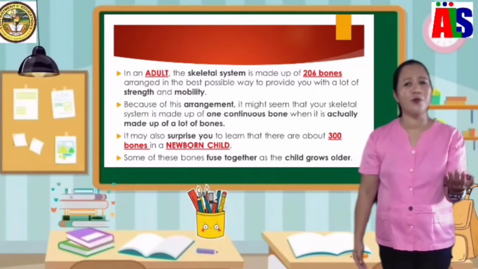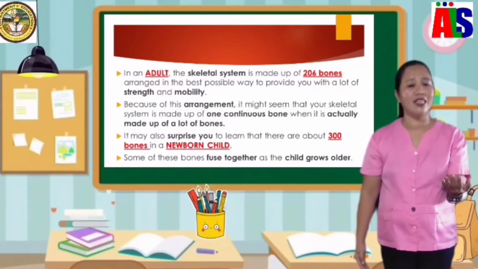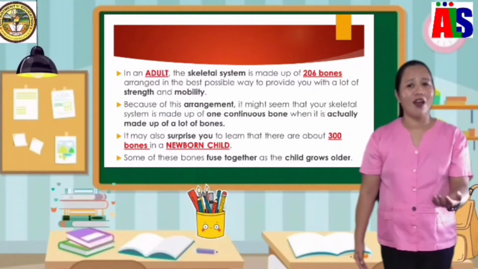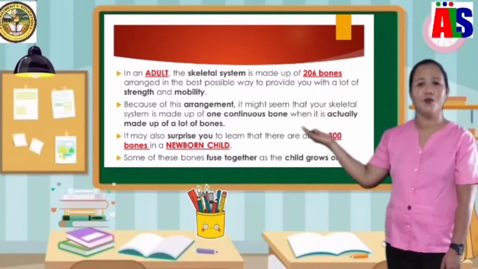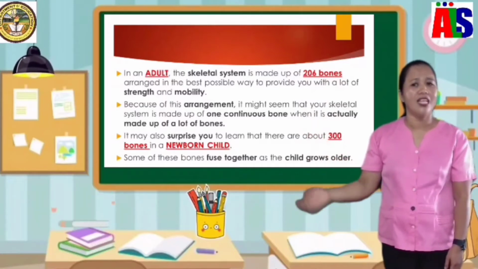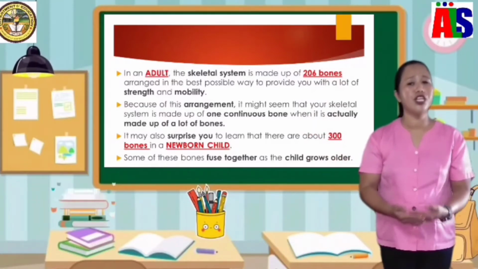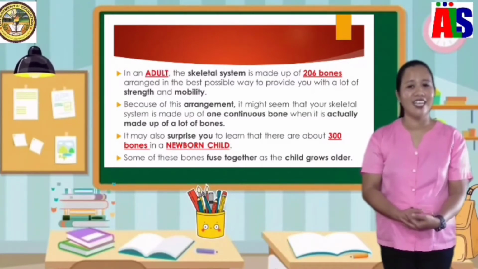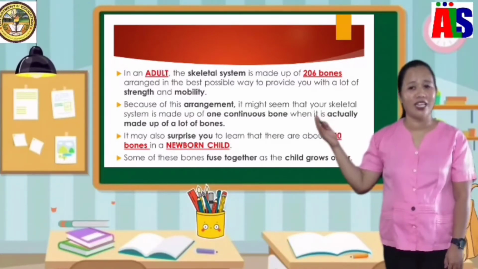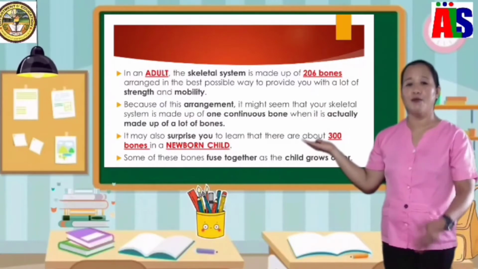It may also surprise you to learn that there are about 300 bones in a newborn child. Some of these bones fuse together as a child grows older. Hence, adults have only 206 bones.